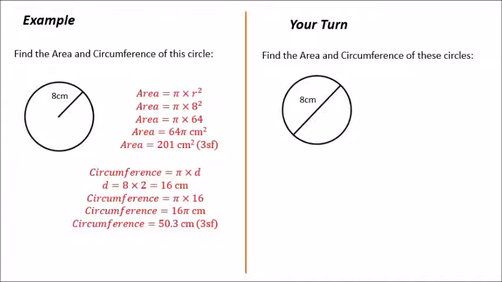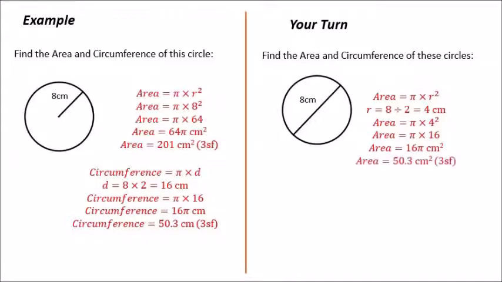Now you've had a chance to have a go. Here we have the area again being pi times the radius squared, but our radius is not given. Our radius is half of the diameter that is given, so our radius is 4 centimeters. So the area is pi times 4 squared, which is pi times 16. So our area therefore is 16 pi centimeters squared, which we can write as 50.3 centimeters squared to 3 significant figures.